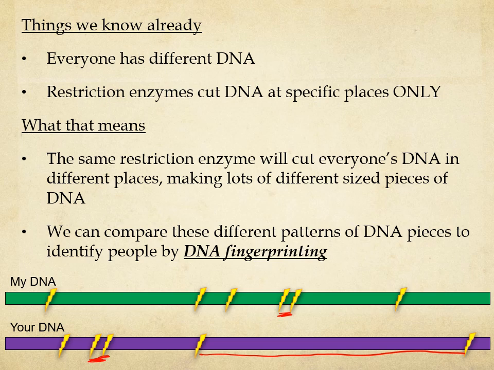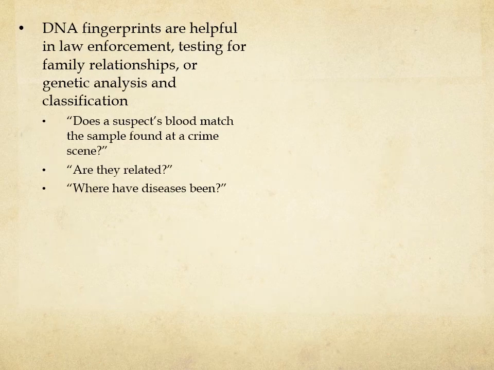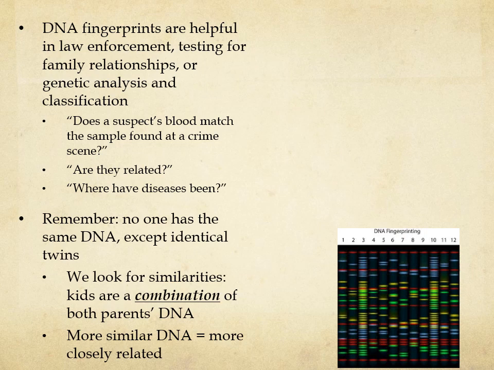DNA fingerprinting has a variety of uses, mostly to help in criminal or civil investigations or to establish whether people are related to each other. We often see pictures that look kind of like this. So each of these columns is a different person's DNA, and all of these little lines that we see is a different piece of DNA, with each one indicating a different size piece, like we saw in the last slide. Everyone's DNA is different, but the more similar two sequences are, the closer those people are related.